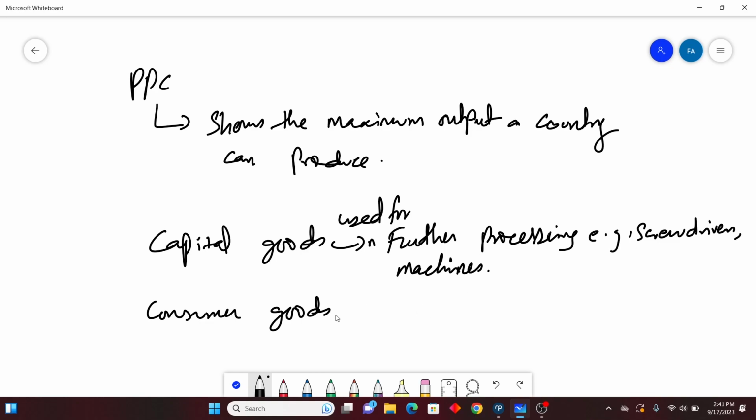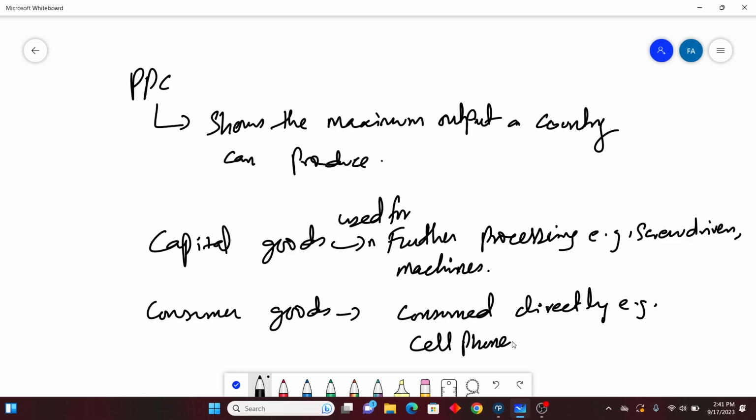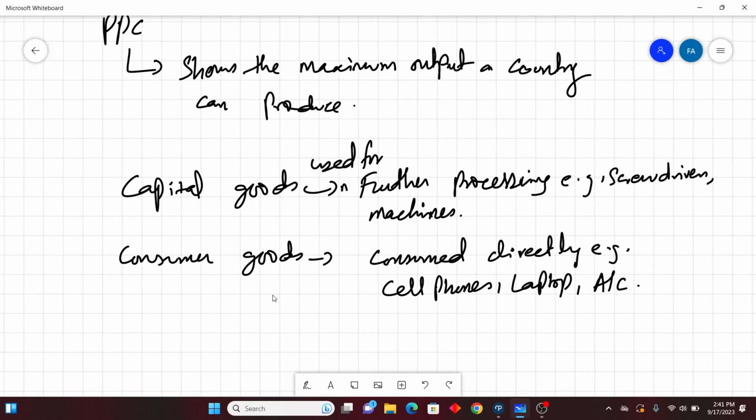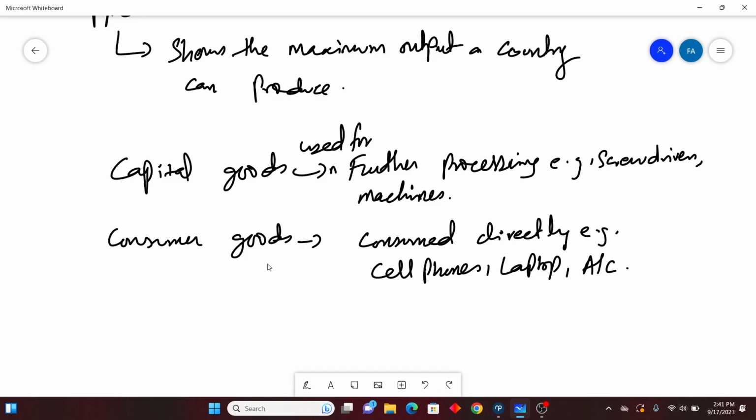If we talk about consumer goods, those are goods which are consumed directly. When I use the words consumed directly, people get confused and just talk about food. It's not about the food. It's about those things which are used directly and not further processed. Cell phones could be an example, laptops could be an example, AC, that is air conditioners, could be an example. There are lots of examples. Consumer goods are used directly, not to produce something else. You consume it, you use it, and that's it.